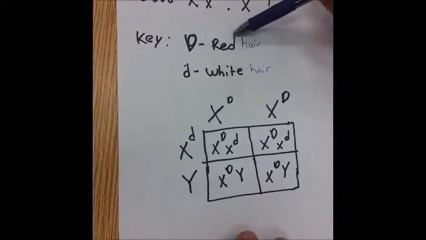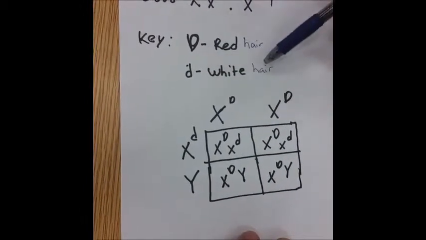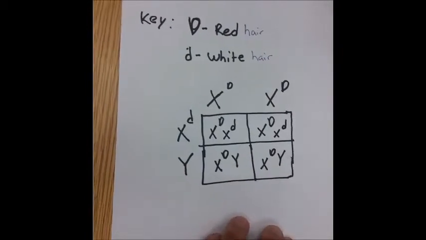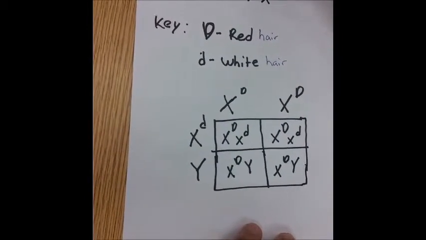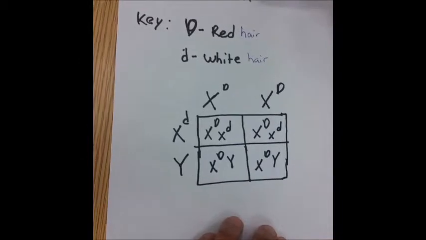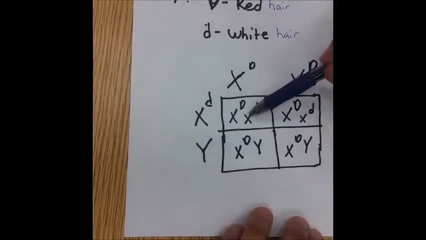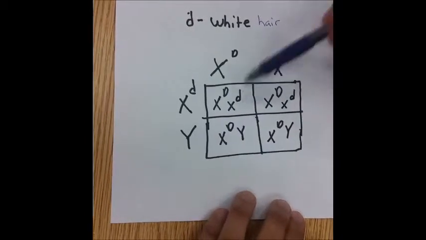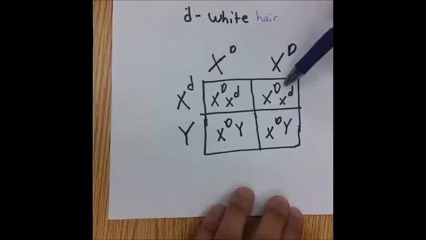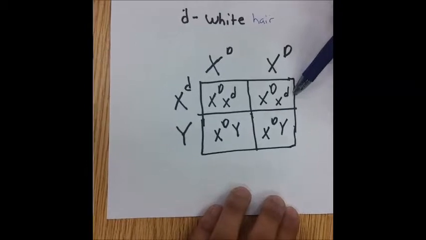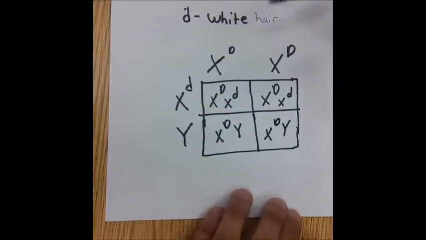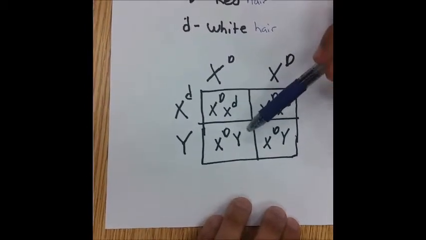Big D represents red hair, little d represents white hair. So when you cross a female who has red hair with a male who has white hair, the following will occur. You will have a 50% chance that a female with red hair who carries the gene for white hair, and then a 50% chance of a male who has red hair.